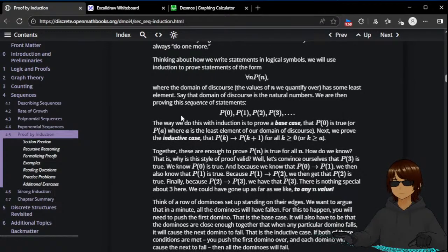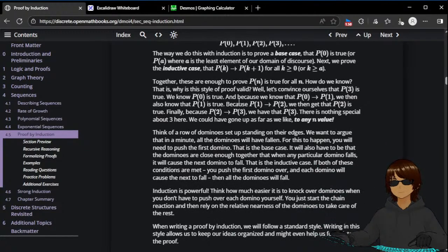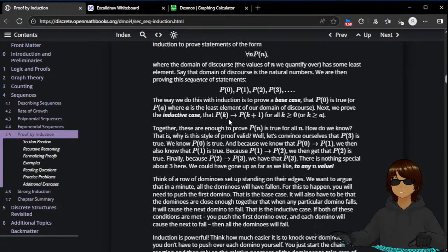The way we do this with induction is to prove a base case that P0 is true, or P(a) where a is the least element of our domain of discourse. Next, we prove the induction case that P(k) implies P(k plus 1), that P(k) being true implies P(k plus 1) is also true. Together, these are enough to prove P(n) is true for all n.